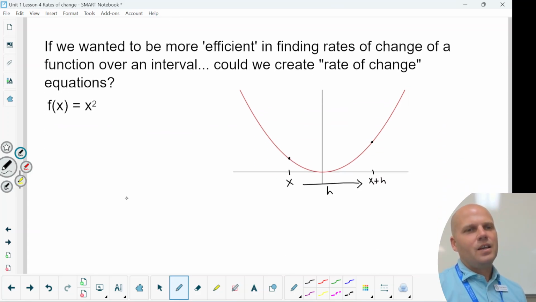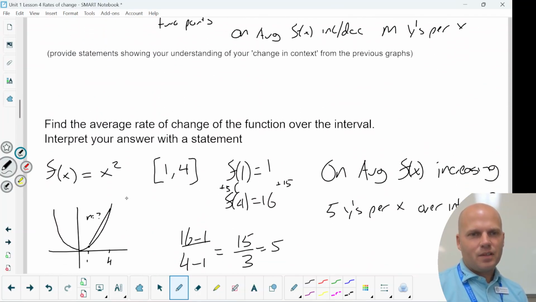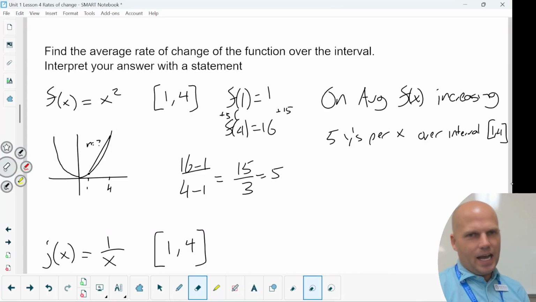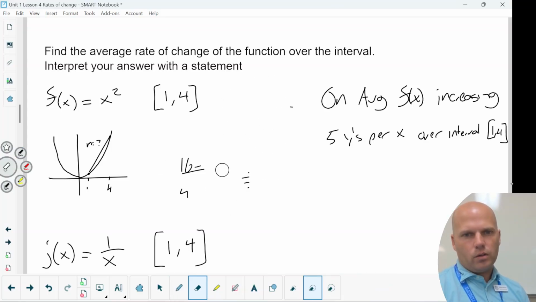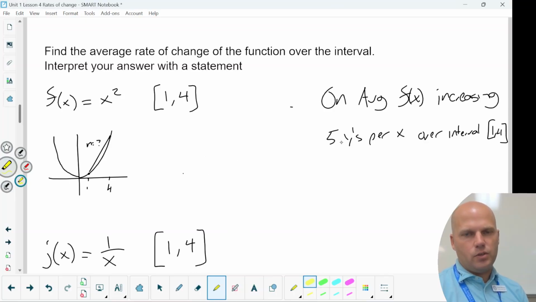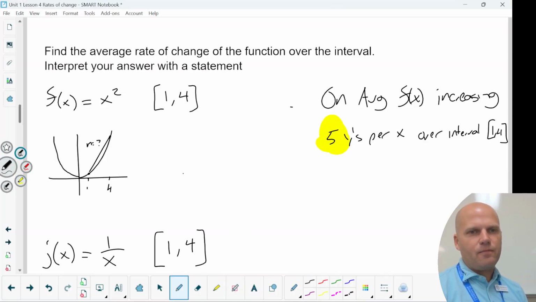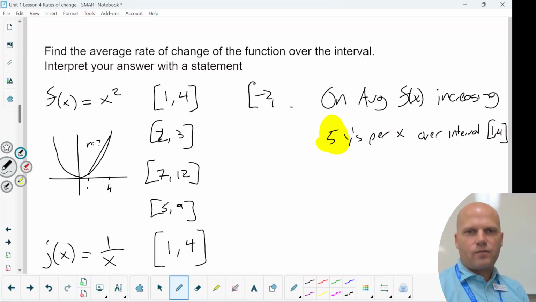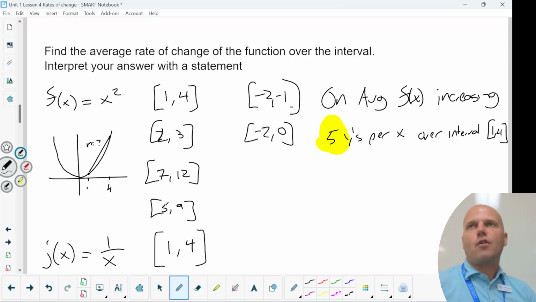Okay. Now let's say I went back here to x squared, and I not only said 1 to 4, and this number 5 is important because we're going to get it later. But if I said, can you tell me the average rate of change from 1 to 4, from 2 to 3, from 7 to 12, from 5 to 9? Can you give me the average rate of change from negative 2 to negative 1? Can you give me the average rate of change of negative 2 to 0, et cetera, et cetera? I can have all these questions about these average rate changes.